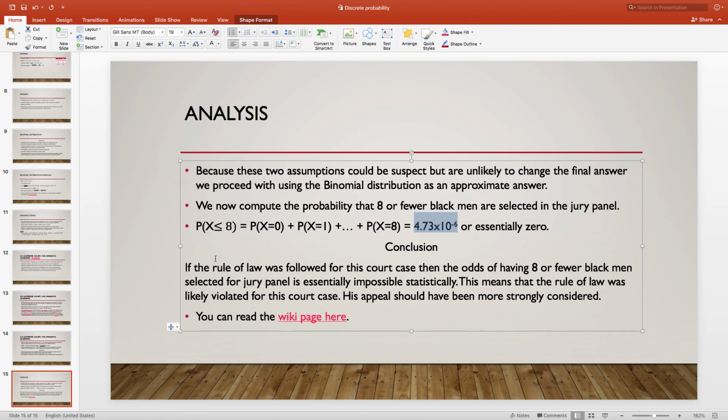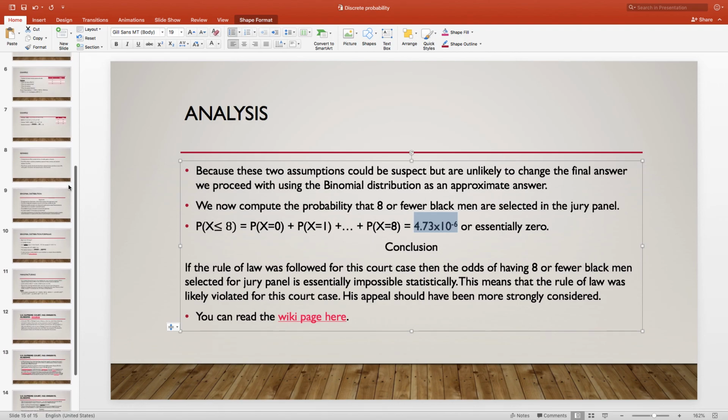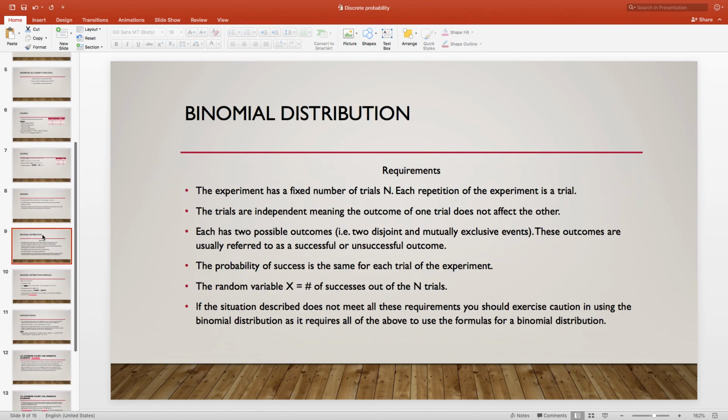And you really need to assess if you can use a binomial distribution. And that comes from looking at the assumptions of the binomial distribution. So the requirements, which are right here.